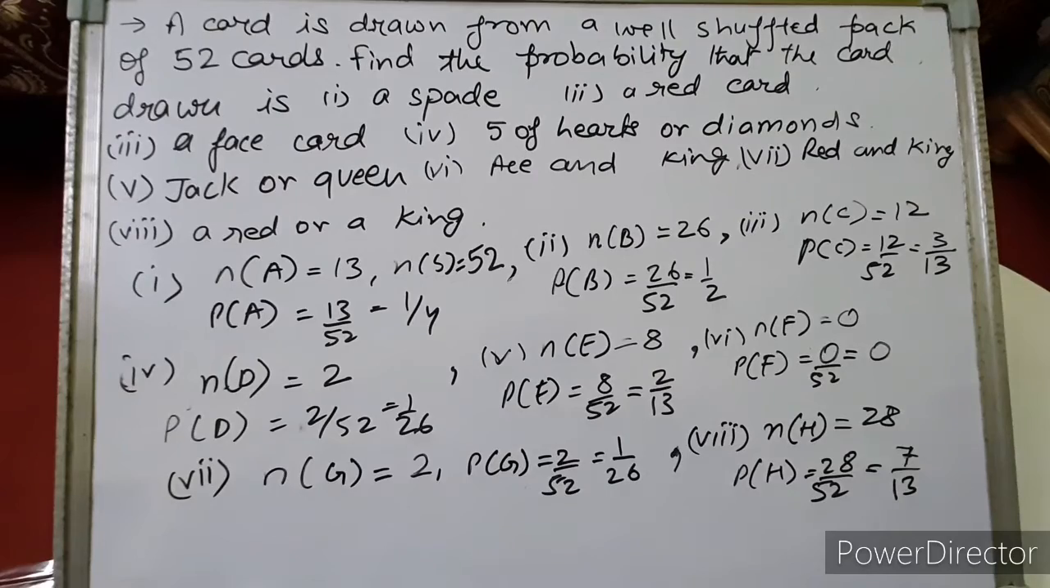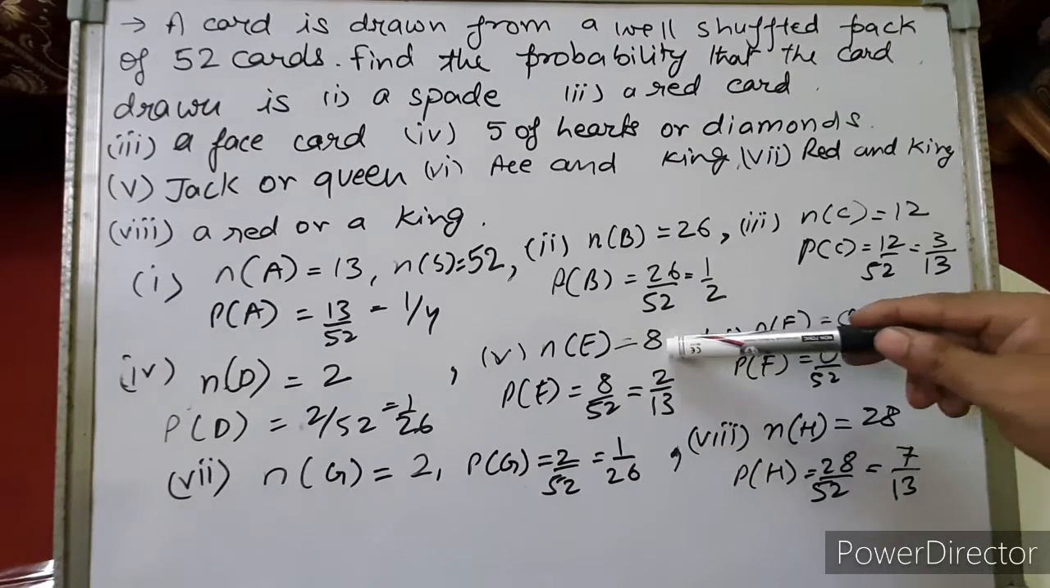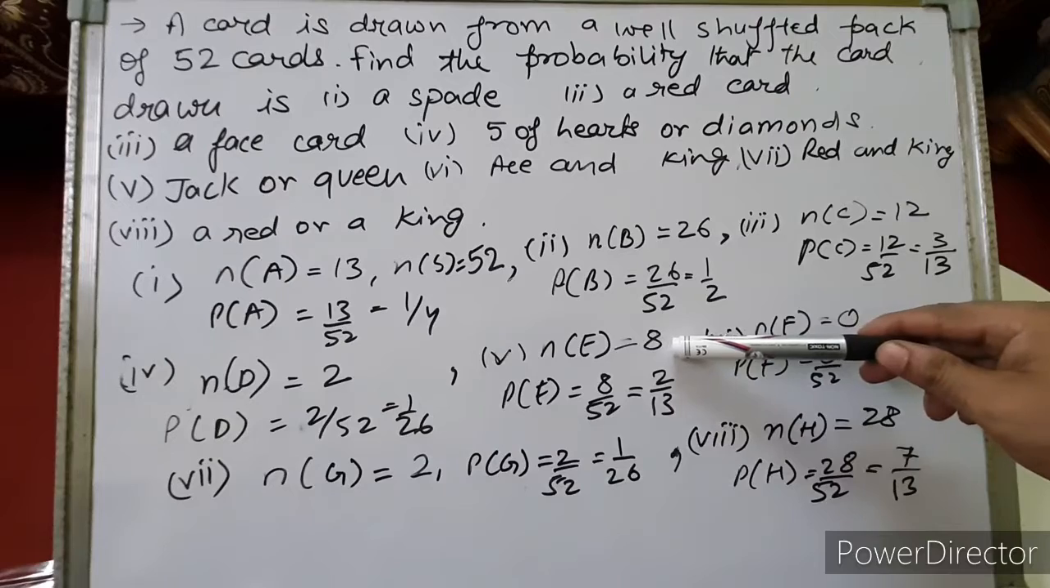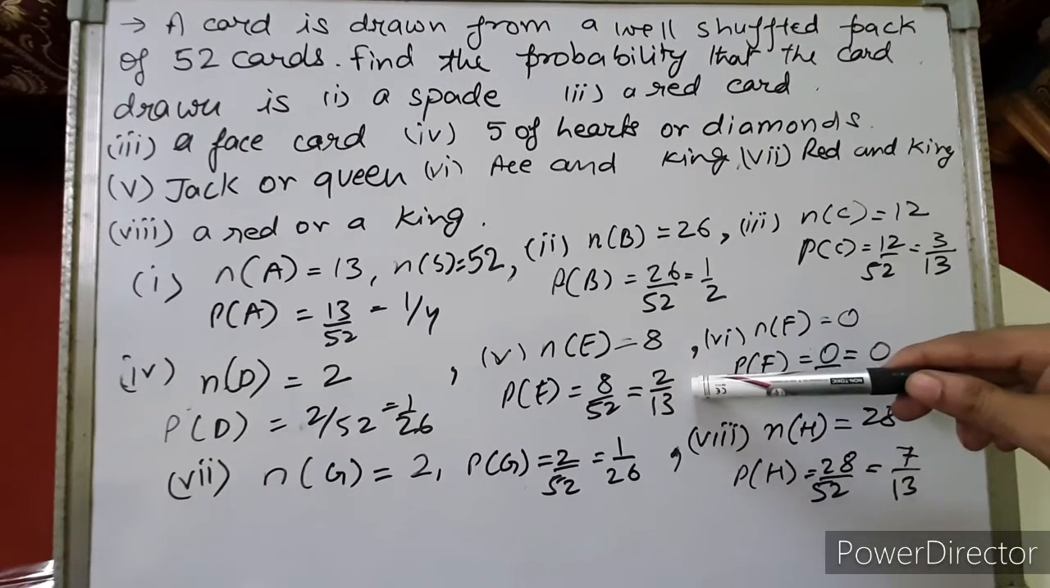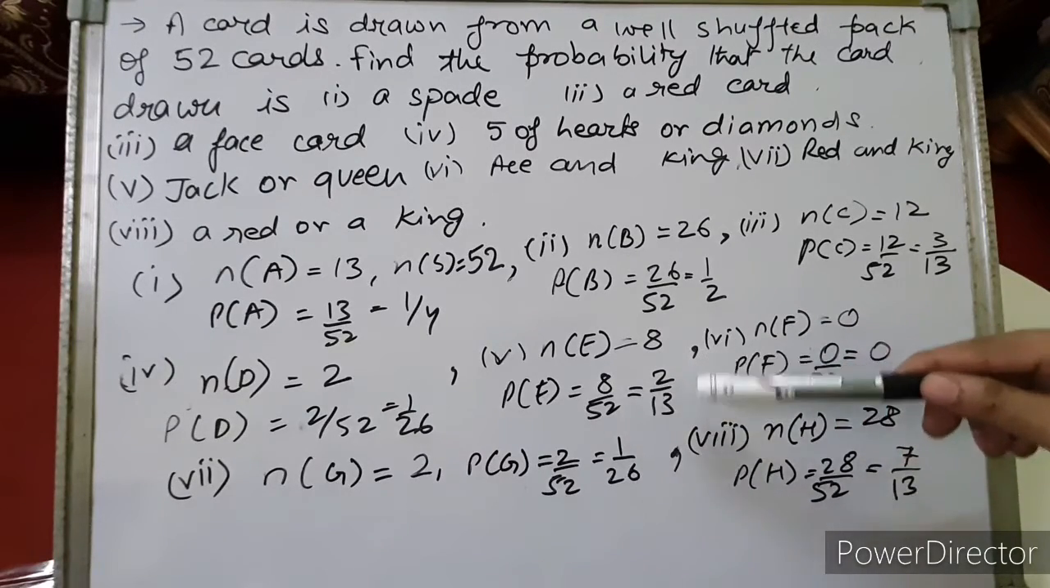Alright. Let's see another part. Fifth part: jack or queen. Either a jack will come or a queen will come. So how many jacks are there in a pack of 52 cards? 4. And queens, 4. Total 4 queens and 4 jacks will be 8, the number of favorable events of E. So the probability of E will be 8 upon 52, which is 2 upon 13.